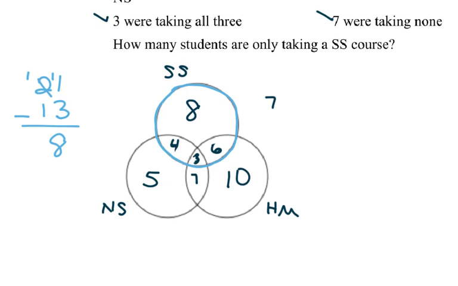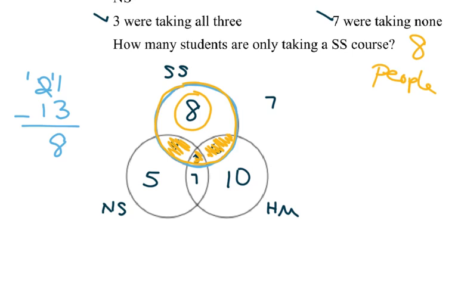So now that we have our entire universal set filled out with our Venn diagram, how many students are only taking a social science course? Well, here's our social science, but we have some overlap. We do not need these people. They're taking other courses. But these 8 people there, they're taking only social science. So 8 students are taking only a social science.